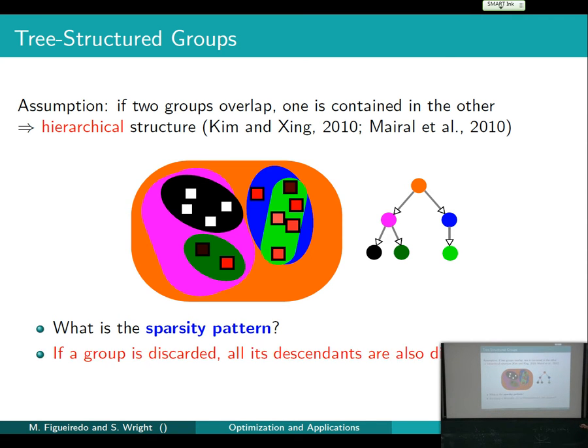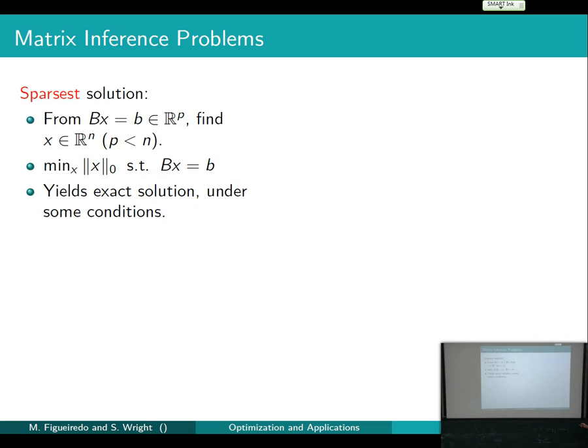Okay. So the rule here is if you decide not to use a group, that means all its descendants are also not included. So if I decide to set this group to zero, it means that all the elements in the green group are also zero. Okay, and if I turn this group off, the purple group, it means that these two groups also do not appear in the solution. So there is a kind of structure in the solution. Okay.